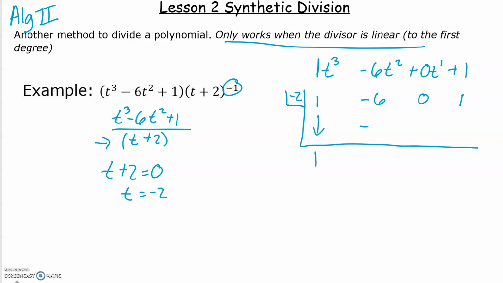1 times negative 2 gives us negative 2. Combine these two terms, so you're adding them together. This would end up being negative 6 plus negative 2, which is negative 8. Now we multiply this term by negative 2, and that would be positive 16. Combine 0 and 16, that becomes 16. 16 times negative 2 is negative 32. Combine 1 plus negative 32, and that would give us negative 31.